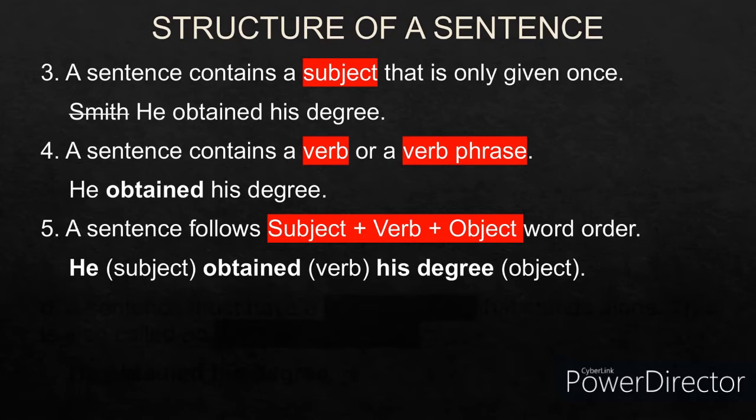So, he obtained his degree. He is the subject. Obtained is the verb. His degree is the object. In order to find out the object, you have to ask what or whom to the verb. He obtained what? His degree. So his degree is the object, the direct object.